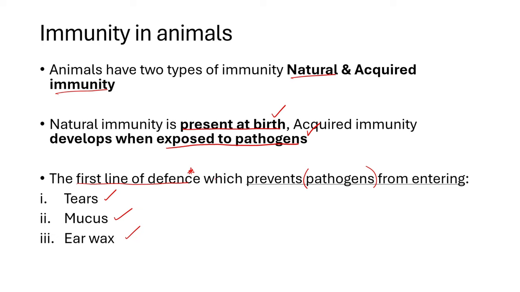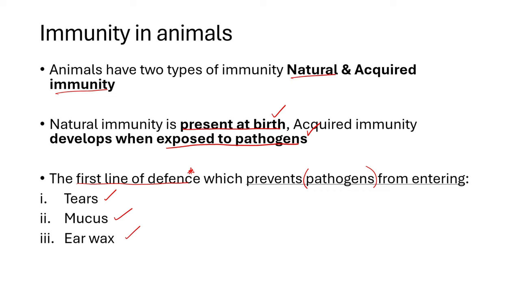The moment they are trying to enter your body, the tears will be secreted. The mucus is that thing that comes out of your nose, the one that you are disgusted with, yes, that one. Earwax is the one that comes out of your ears. In your ear, you can see those brown things, that brown wax. It is known as earwax. So the earwax prevents pathogens from entering the ears. The mucus prevents pathogens from entering the nose. The tears prevent pathogens from entering the eyes. This is known as the first line of defense for animals. It prevents pathogens from entering.